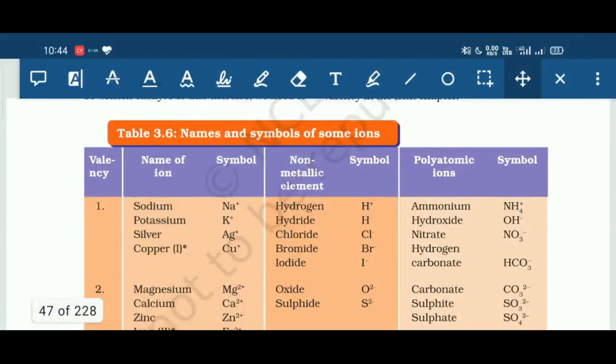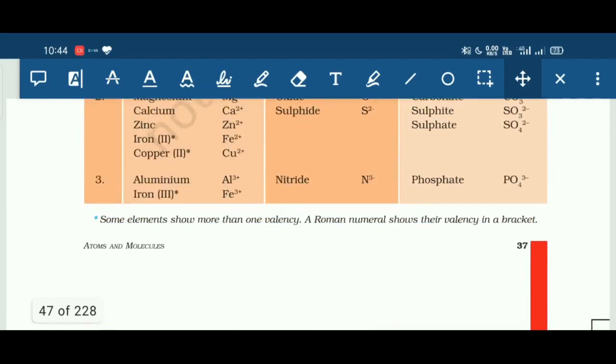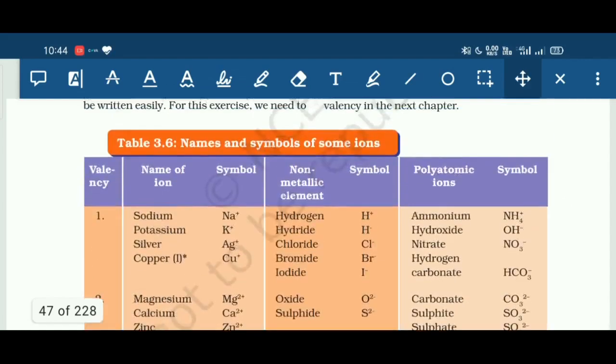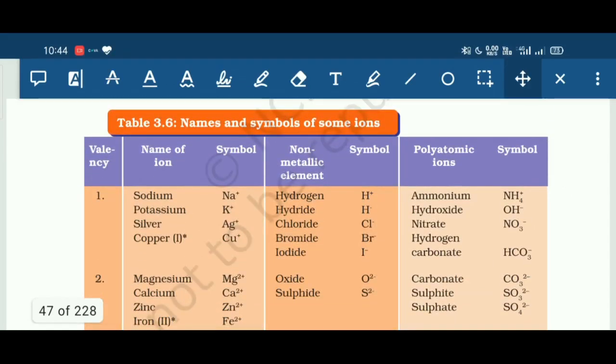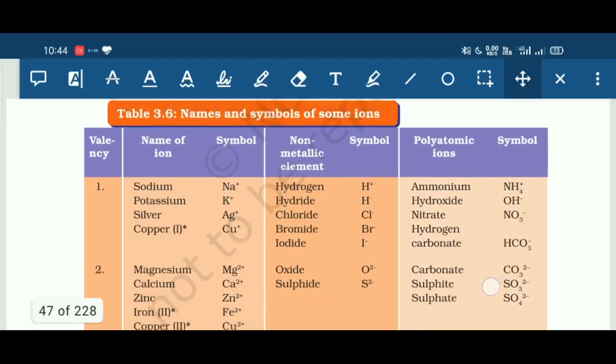Students, the names, symbols and valencies of some important ions are given in table 3.6 on page number 37. Now students, in order to frame chemical formulas, you have to learn the symbols of all these ions that are present in table 3.6, both monatomic as well as polyatomic ions.